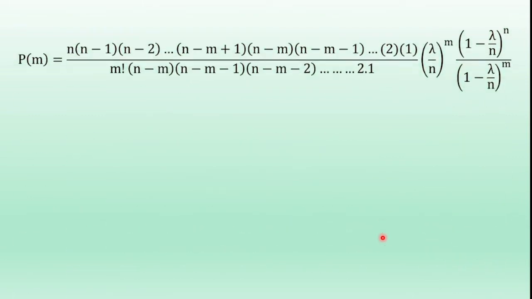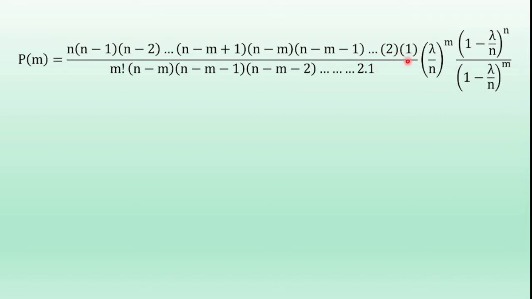So we get the probability of x equal to m. The expansion of n factorial is n into n minus 1 into n minus 2 into n minus 3 and so on up to n minus of m minus 1, that is n minus m plus 1, into the next term n minus m, into n minus m minus 1 and so on, down to 2 into 1.